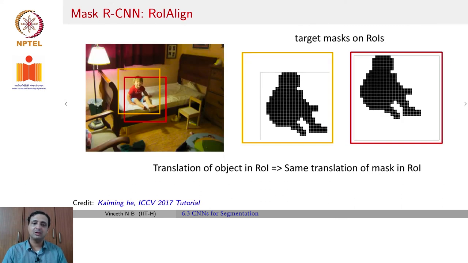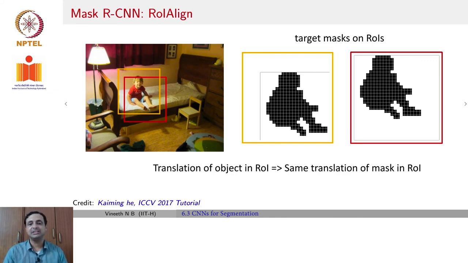What do we mean? We mean that given an image where an object could be located in this yellow box or red box, both could be valid detections, but the mask position in each of these bounding boxes is different. So by translation equivariance, we mean that if the object has moved by a certain amount inside the bounding box, the mask also has to move by the same amount.